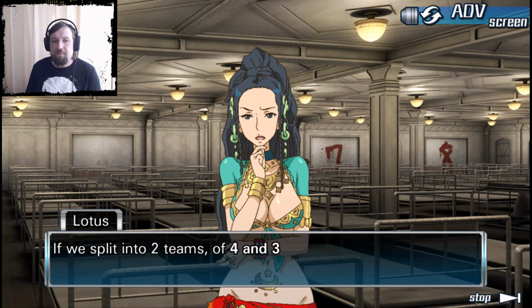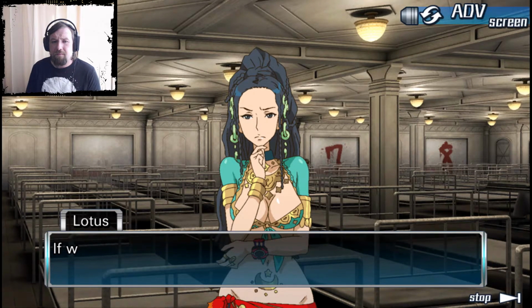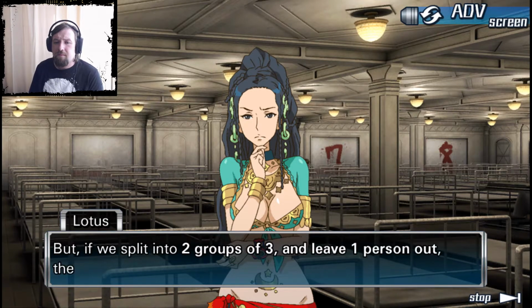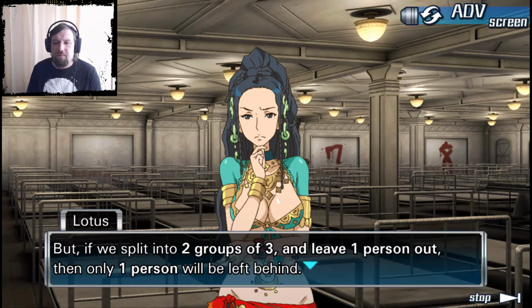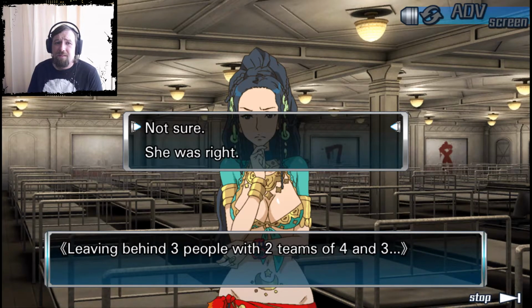If we split into 2 teams of 4 and 3 people respectively, then 3 people will be left behind. If we split into 2 teams of 5 and 2 people respectively, then 2 people will be left behind. But if we split into 2 groups of 3 and leave 1 person out, then only 1 person will be left behind. Leaving behind 3 people with 2 teams of 4 and 3. What? Three people with 4 and 3, that's 7, 8, 9, that's 10 people.